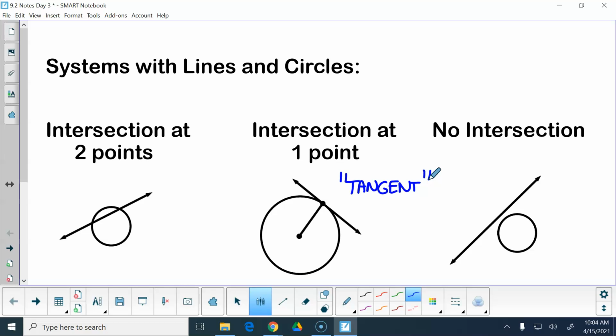Or it can intersect at 2 points, and that one I got no joke to go with. Secant.